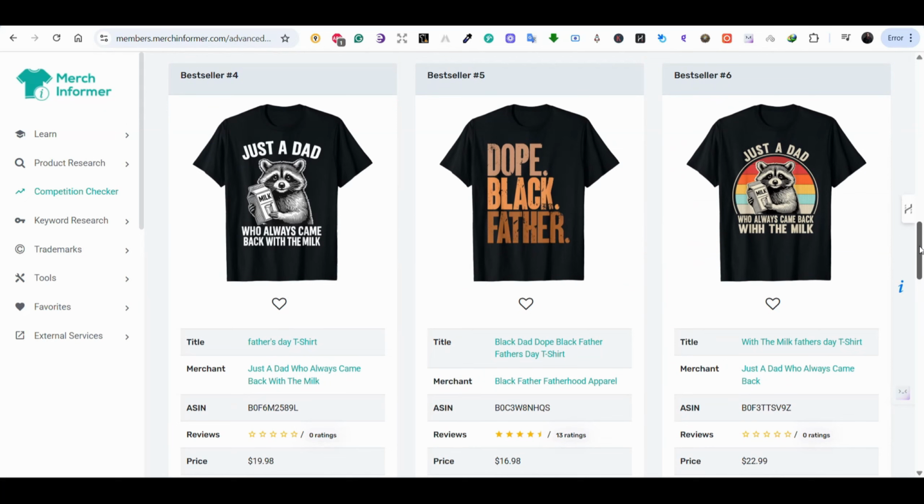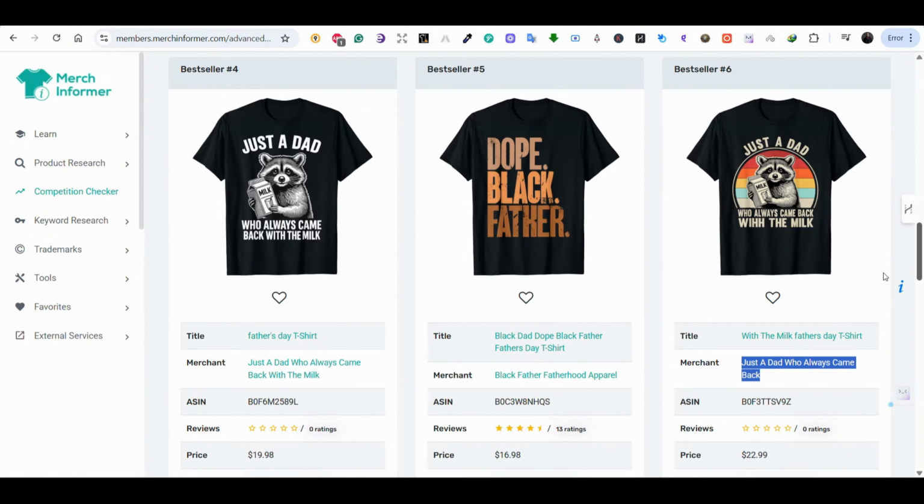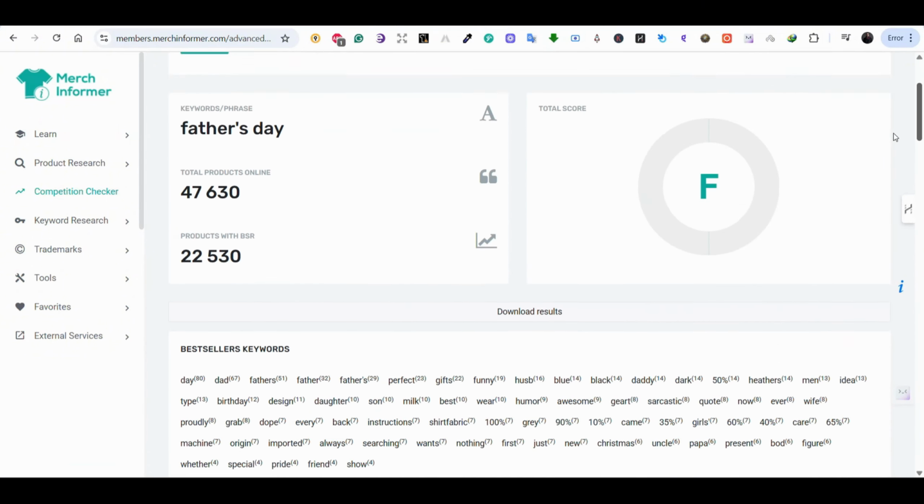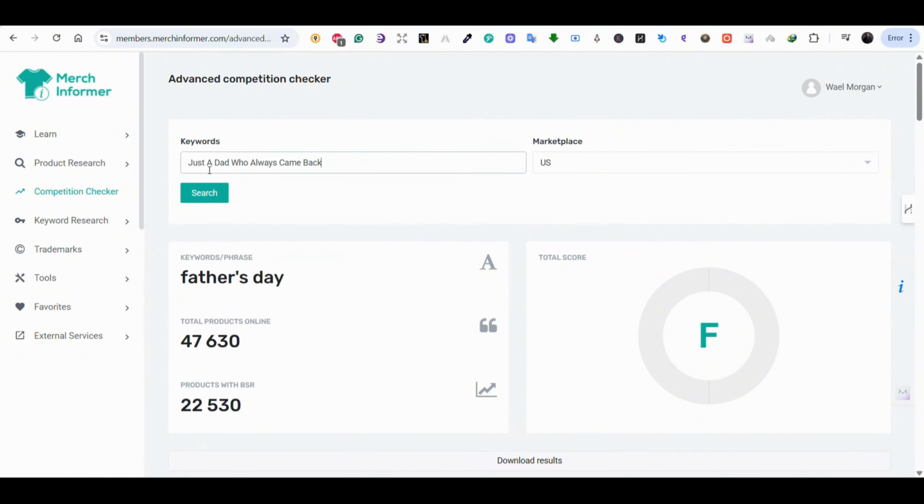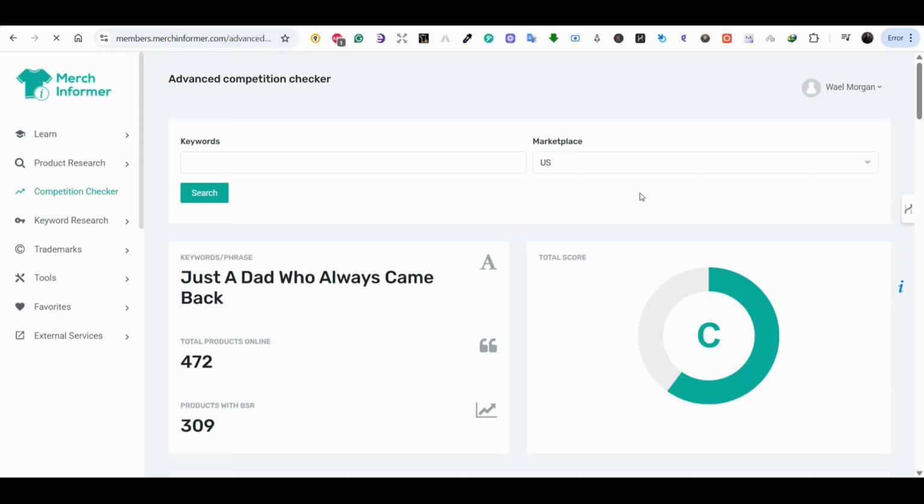It's always a good idea to narrow down the keyword and find sub niches under the broader keyword. So let's enter the just a dad who always came back keyword and press on the search button, and this time we got a total score of C, which is much better than the F, and it's lower than the Father's Day niche.